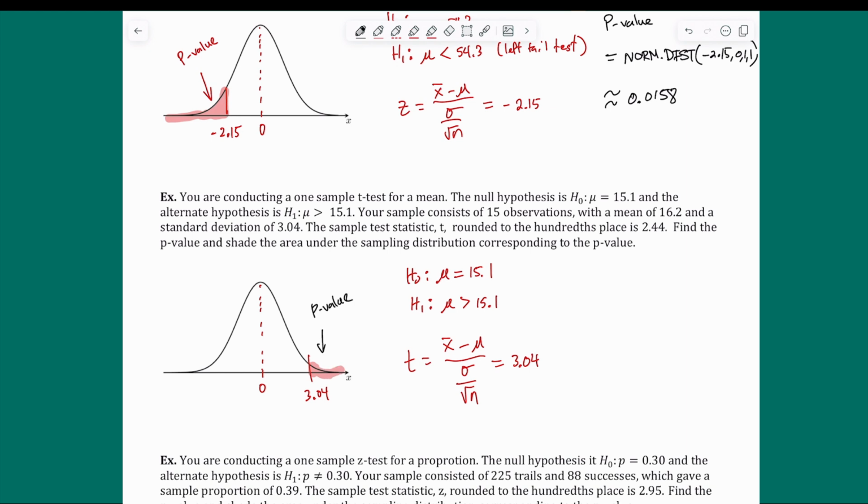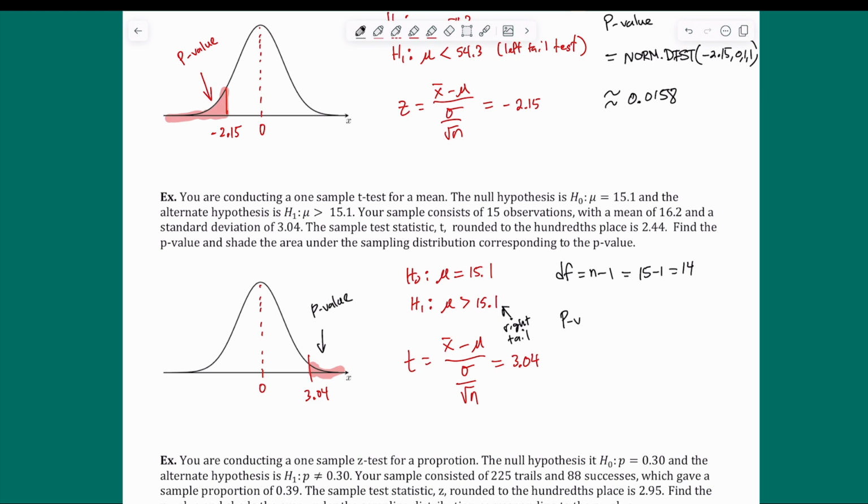Okay, in order to calculate the p-value, we need to calculate the degrees of freedom, which is n minus 1. All right, but we're told that the sample size was based off 15 observations, so 15 minus 1 is equal to 14. Okay, so then the area is to the right, because it's a right tail test, right? Right tail test.